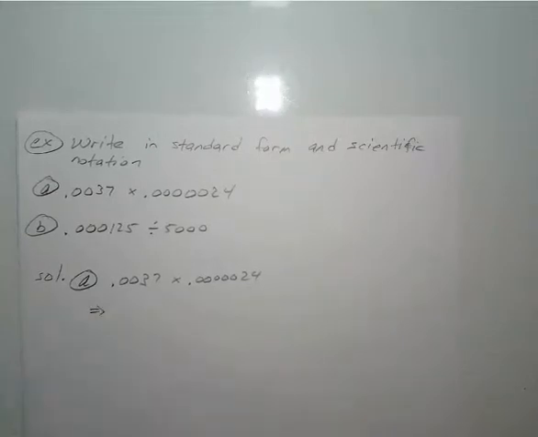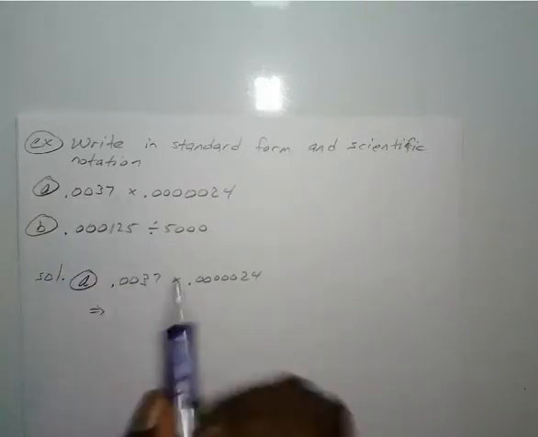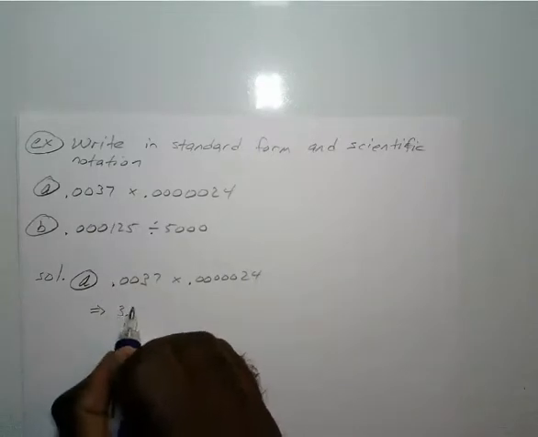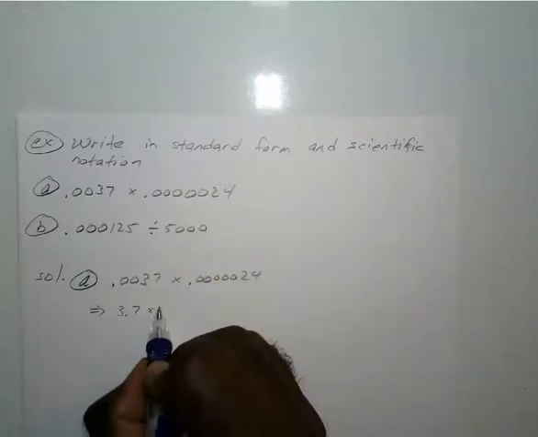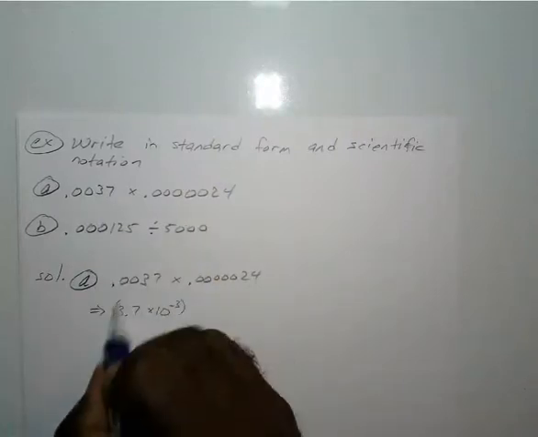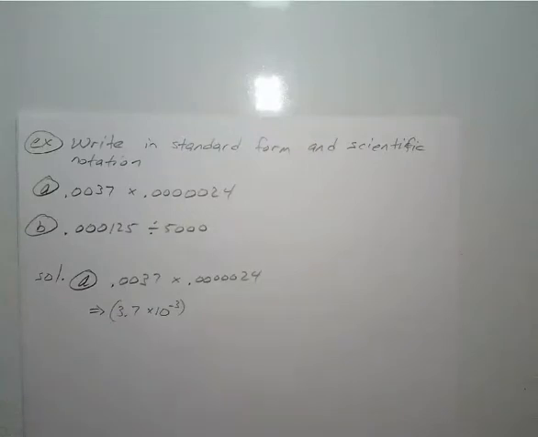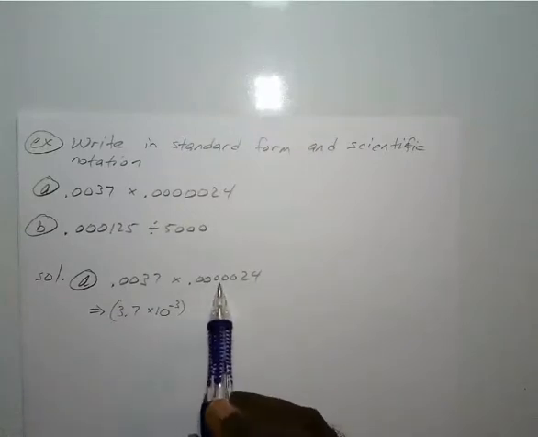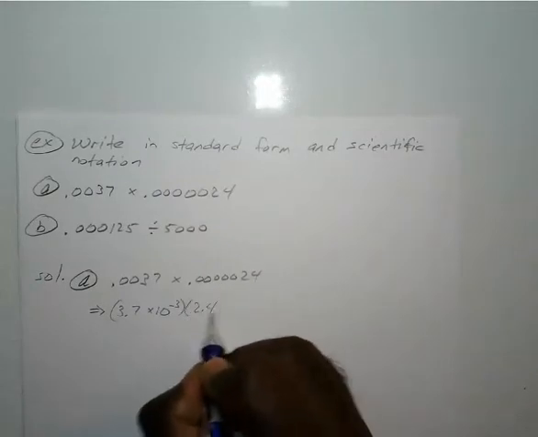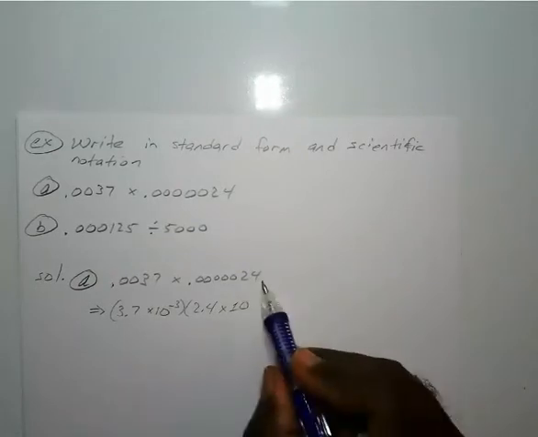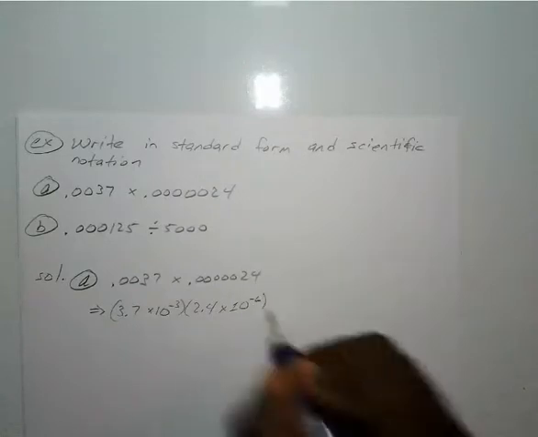Okay, now first thing we want to do is convert that to scientific notation. If we move the decimal place 1, 2, 3 places to the right, we have 3.7. Since we moved it, the original number is less than 1, so the exponent's negative. And this one we move 1, 2, 3, 4, 5, 6 places. So that's times 2.4 times 10 to the, and since the original number is less than 1, it's going to be a negative exponent.